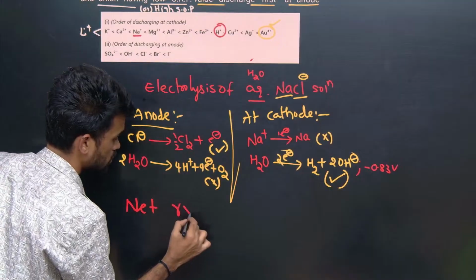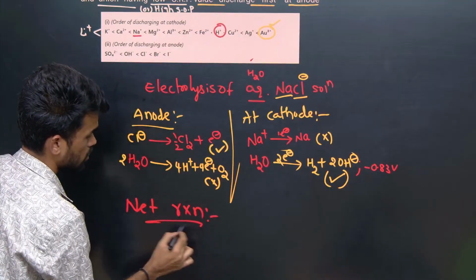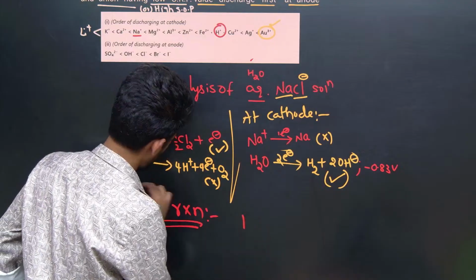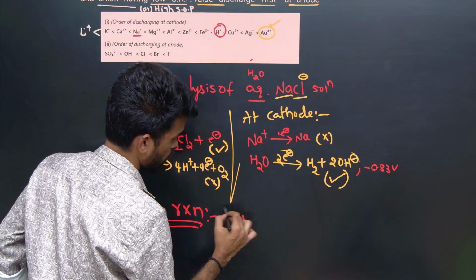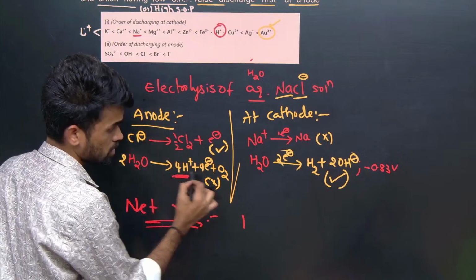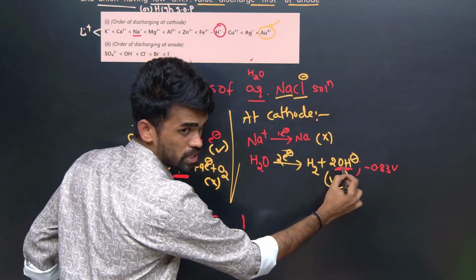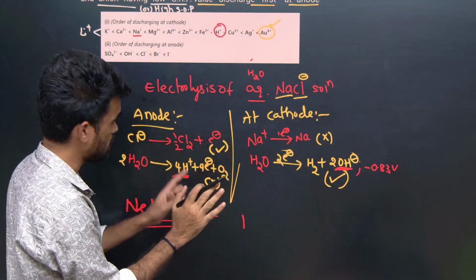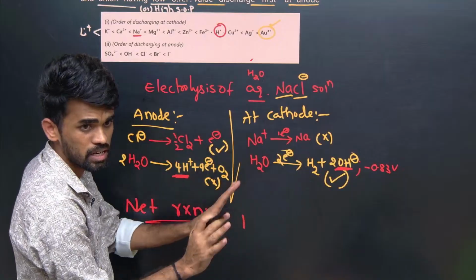Chlorine is released at the anode. So you can write this one. What is the product formed here? Chlorine gas, plus H2 gas, and here also OH minus ions. So in the overall reaction, H plus and OH minus ions are neutralized.